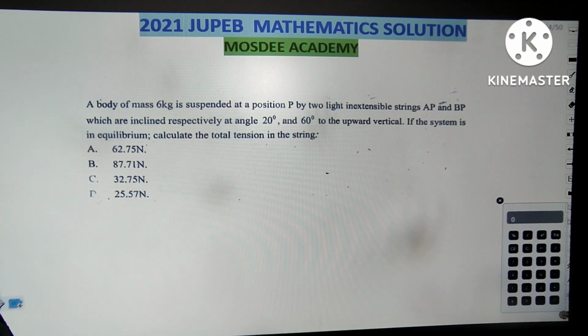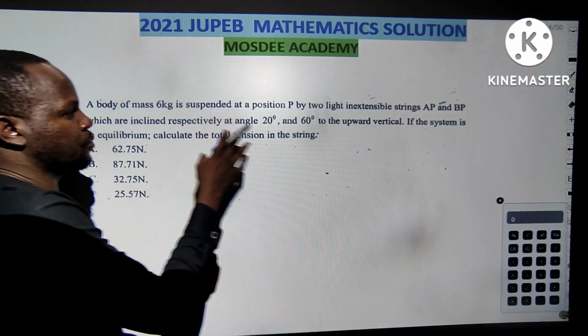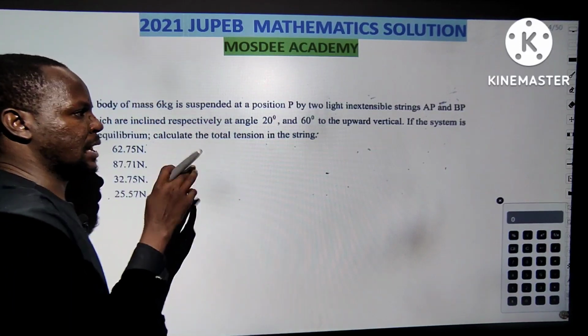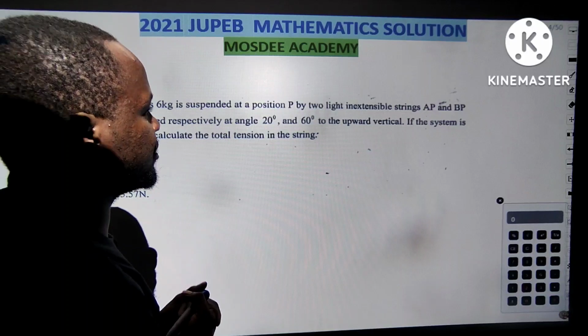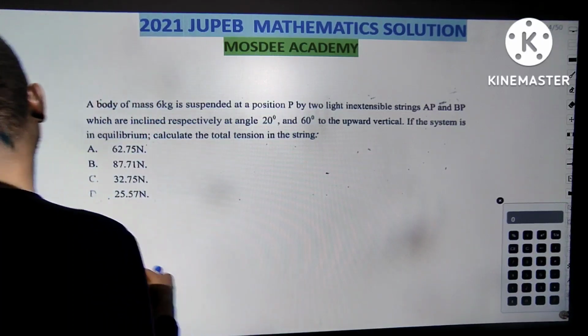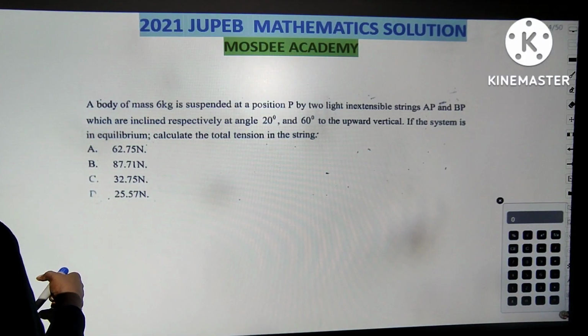So we have a body of mass 6 kg suspended at a position P by 2 light inextensible strings AP and BP, which are inclined respectively at 20 and 60 degrees to the upward vertical direction. This is the equation of motion, or Lami's theorem.